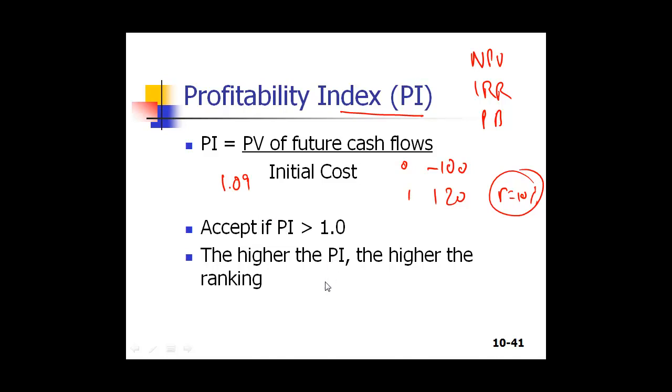Now, why do we say accept a project if the profitability index is greater than 1? Zulfikar, why do we say accept if PI is greater than 1? To accept a project, the present value of all your future cash flows has to be greater than the initial cost. Is this the same as saying that NPV is positive? Essentially this is the same as saying NPV is greater than 0. So if this is telling us the same thing as NPV, then what's the advantage of this?